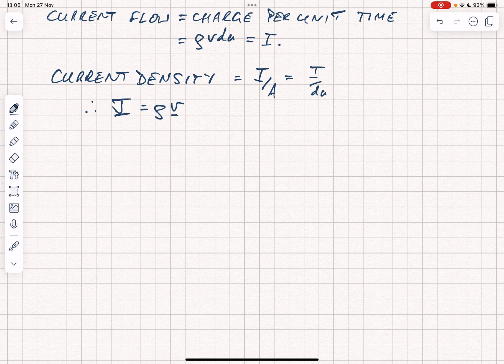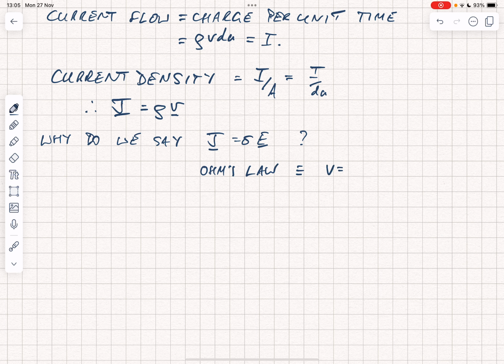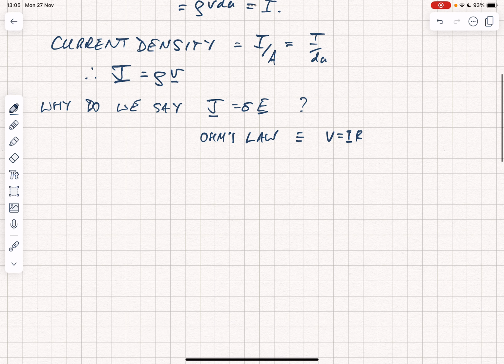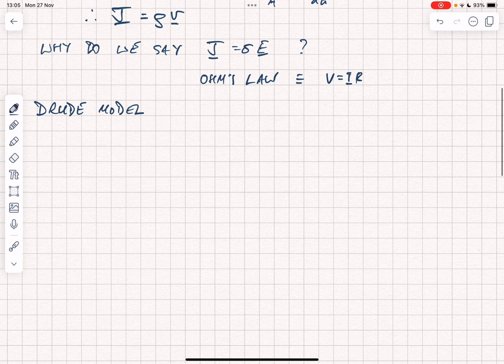So now why do we say that J is equal to sigma E? This is actually just another statement of Ohm's law, and it's directly equivalent to saying that V is equal to IR. We can come up with a justification using what's known as the Drude model. It's not a detailed and correct quantitative calculation, but it is at least useful and interesting. So let's go through this.